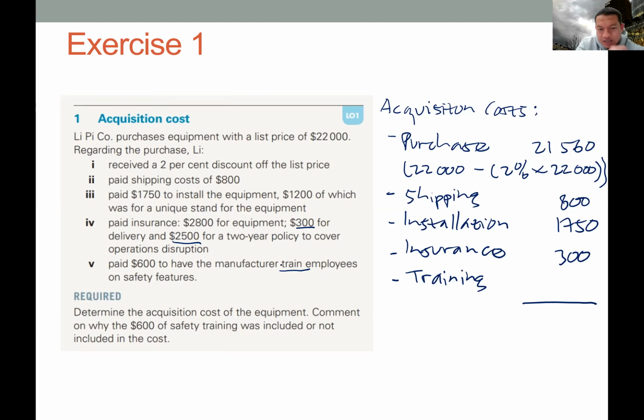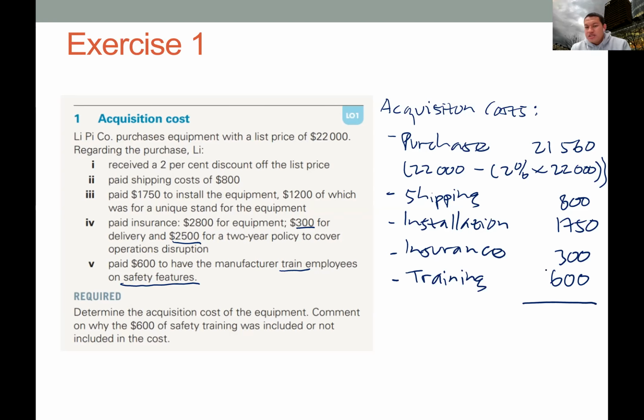Okay, so in this case, this training is a safety training. So I think it is how the company could use this equipment safely and properly. So I think in this case it should be directly related with the acquisition process, right? Because without this training, the company cannot use this equipment safely. So I think we have sufficient reason why we should include this 600 as part of the acquisition cost.